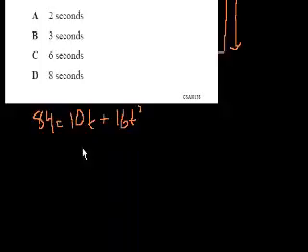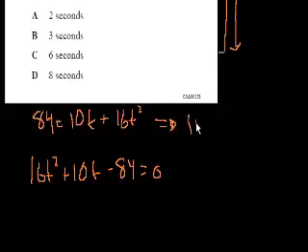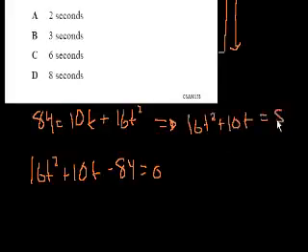So let me put everything on the same side. Let me subtract 84 from both sides, and I'll rearrange a little bit. So you get 16t squared plus 10t minus 84 is equal to 0. All I did is I swapped the sides, so I made this 16t squared plus 10t equals 84, and then I subtracted 84 from both sides to get this. And now we just have to solve when this equals 0.